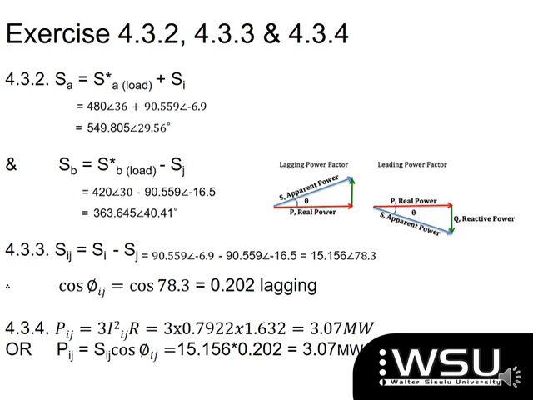And the angle there is going to be the 78.3. So I've got a power factor of 0.202. Then with my Pij, I can utilize any of those two formulas of the 3 times I squared R, or I can say it's my Pi minus my Pj, and I will be able to get my 3.07 megawatts. In fact, here they made it very simple and said it's my Pij, which can be equal to my Sij cos my angle that I just got from 4.3.3. Okay.